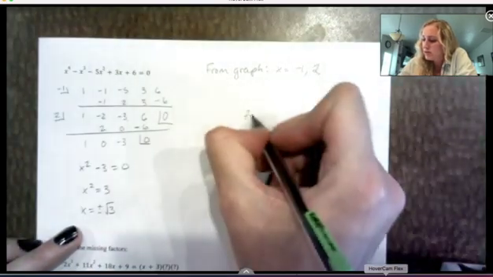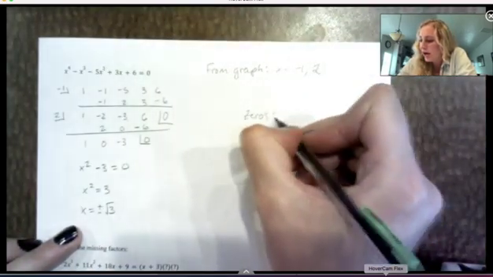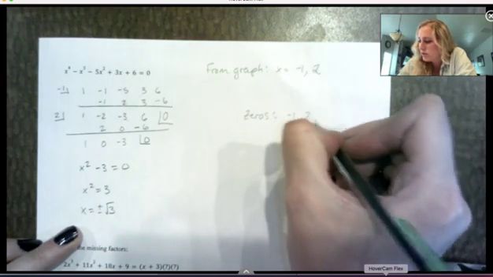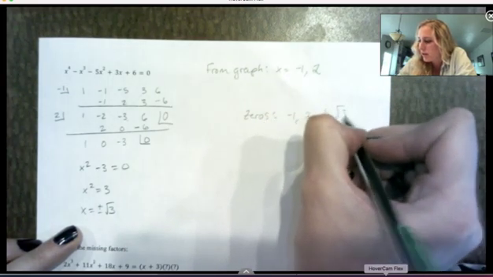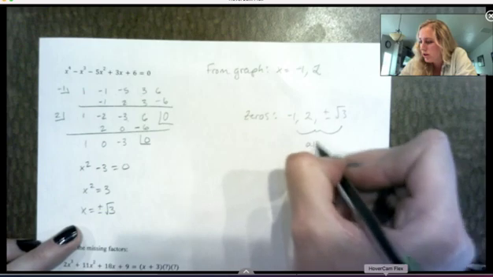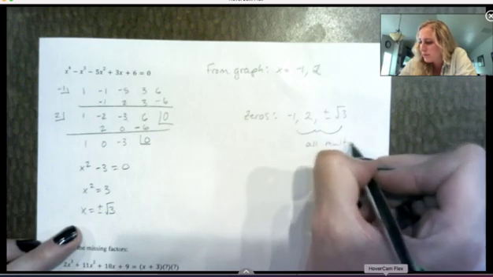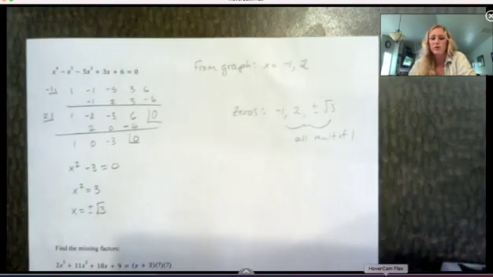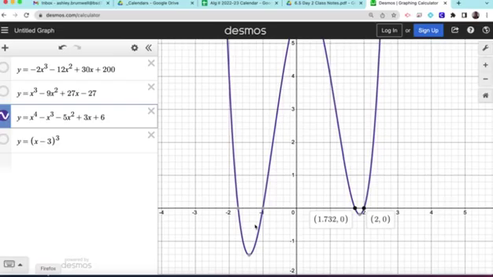So zeros, I have -1, 2, plus or minus root 3, all just occur once. Okay, so if we go back to the graph, we can see each of those roots, it's crossing directly through. So none of them have a multiplicity greater than 1.